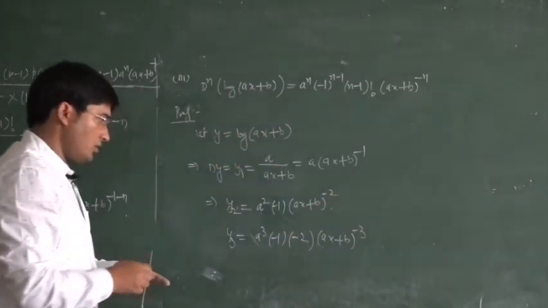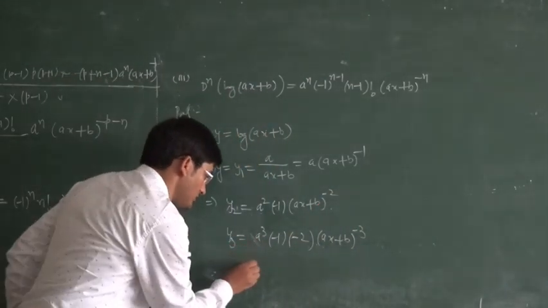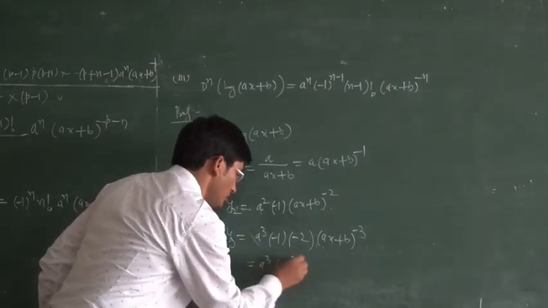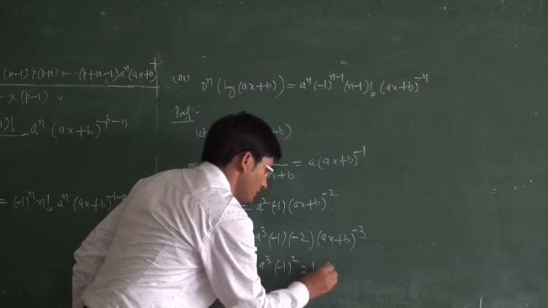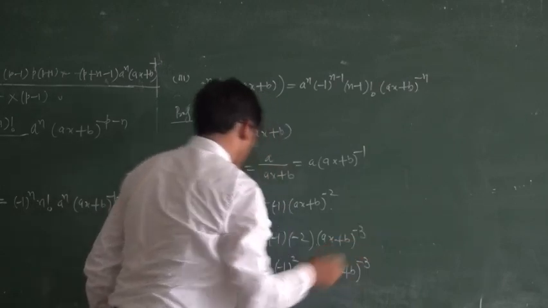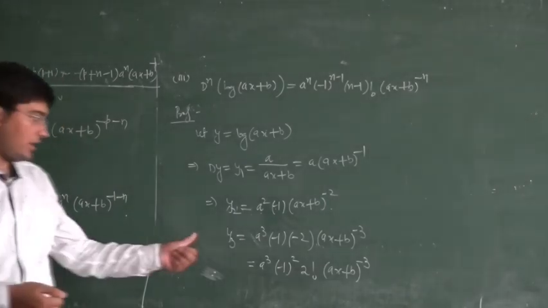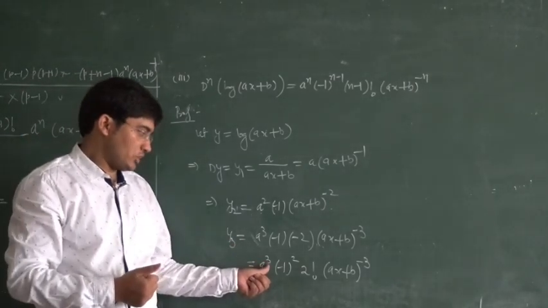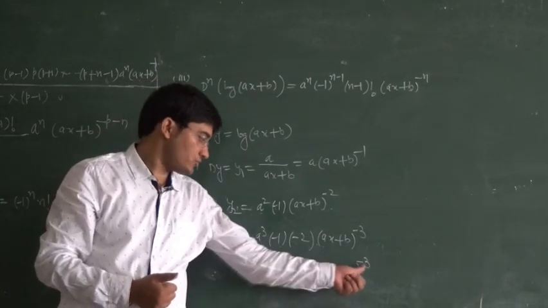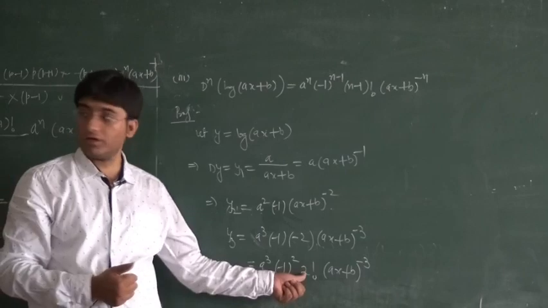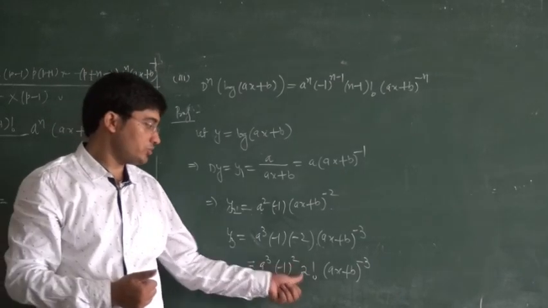The third derivative will be a cube into -1 into -2 into (ax+b)^(-3). So we can also write this term as a cube into (-1)^2 into factorial 2 into (ax+b)^(-3). So here you can see that after 3 time differentiation, we are getting a cube (ax+b)^(-3), and here we have 1 less than 3. So we have (-1)^2 into factorial 2.